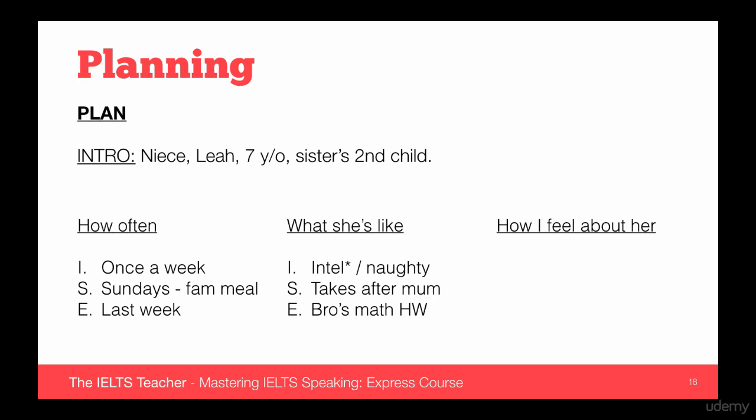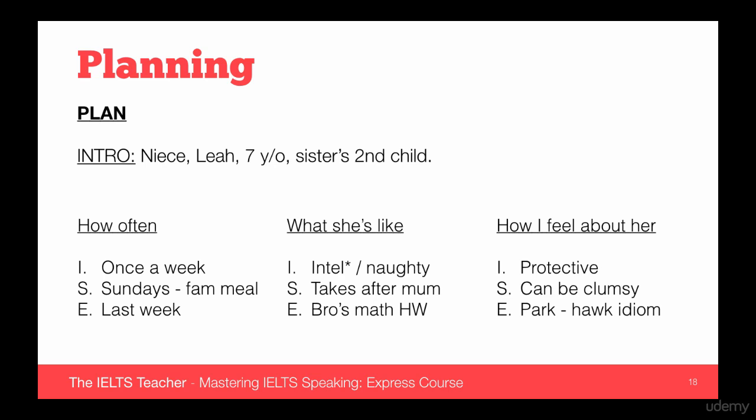Finally, how I feel about her. Idea, protective. Support, can be clumsy. Example, park, use the hawk idiom. Again, notice the note forms that I'm using. I didn't write the word intelligent. I wrote the word intel and then a little asterisk because I know what I want to say. Make sure you improve on that speed.